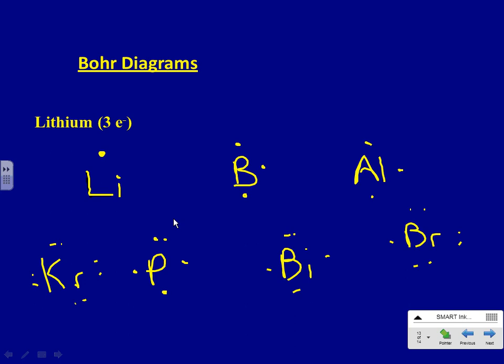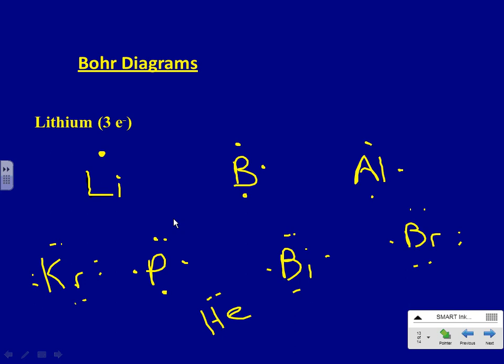Now I'm going to trick you. Special case. Helium. How many dots am I putting around helium? 2. Even though it's way over there, it's a special case. And I want them together. They've got to be together because they pair up. Because you can only put 2 in the first orbit, so it's got to go that way.